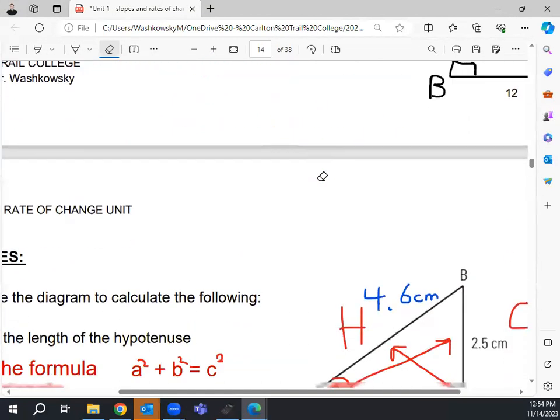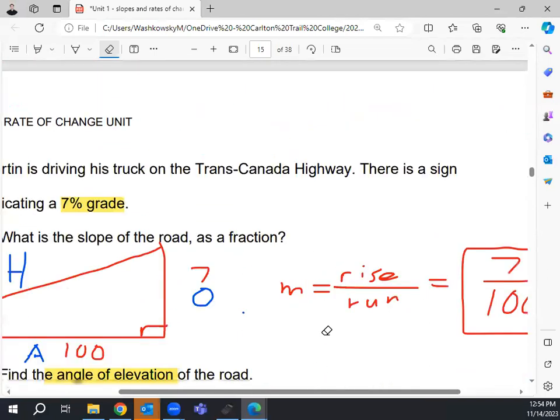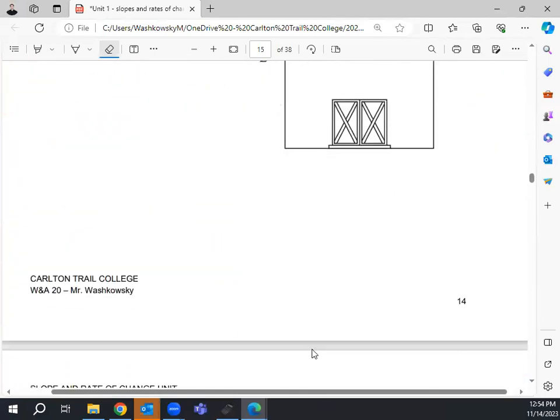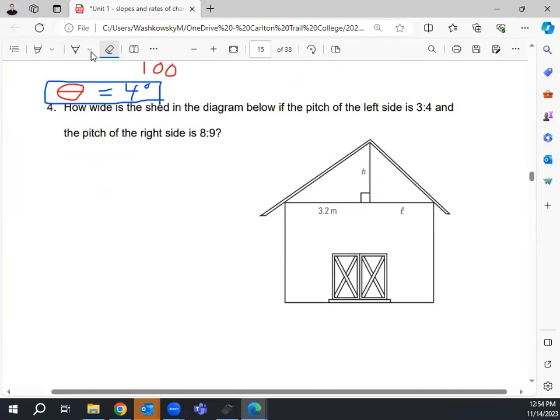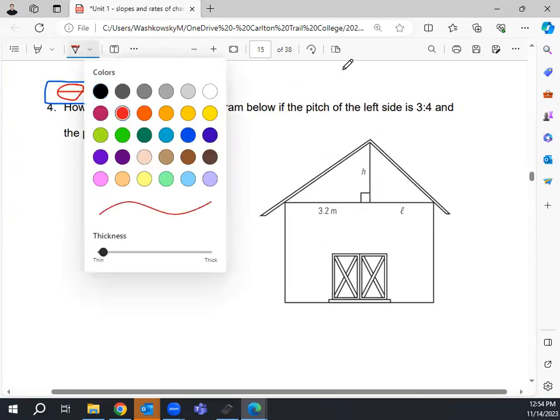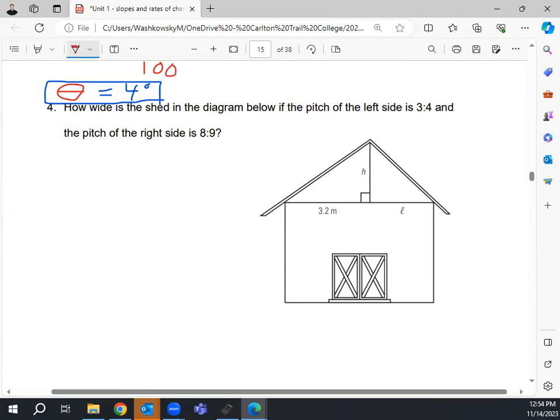Okay, so let's do an example of this. We're going to go down to question number 4 on page 14. Like I said, we have to make sure we read and understand what the question wants. It wants to know how wide the shed in the diagram below is, if the pitch of the left side is 3 to 4 and the pitch of the right side is 8 to 9.